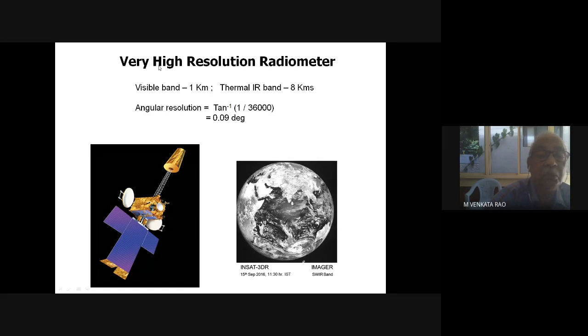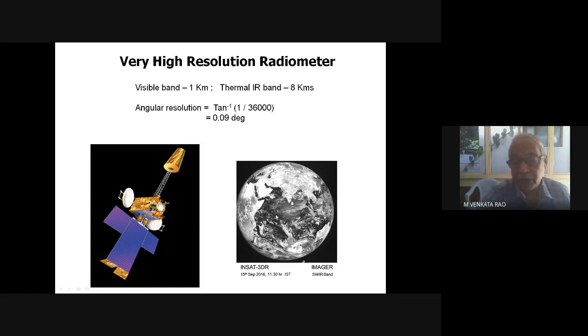This is another payload, the very high resolution radiometer, VHRR, which was flown in INSAT. For example, this image is very familiar. Till a few years ago we were seeing it every day on the Doordarshan channel at the 9 o'clock news. They would tell whether rain is expected, where there are clouds, or if there is a cyclone, how the cyclone is moving, east coast, west coast, etc. This VHRR image is taken by the very high resolution radiometer payload that was flown in INSAT satellites.